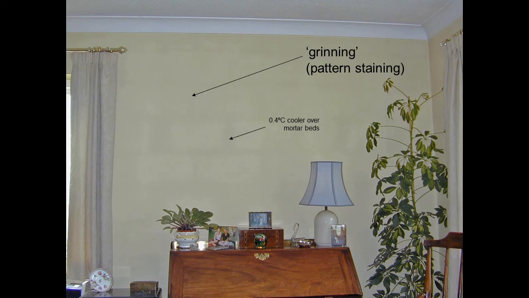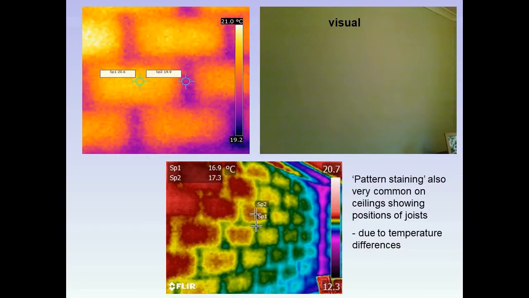You can see the lightweight block, or rather the outline of it, in the mortar beds, and it's known as grinning or pattern staining. The mortar beds are, in this case, about half a degree cooler than the block itself, and when one does a tape lift, there's no mould there, it's purely dust. Indeed, the surface temperatures here were always 4 or 5 degrees plus above the dew point. It is simply dust. Why it collects on the colder spot, I don't know.